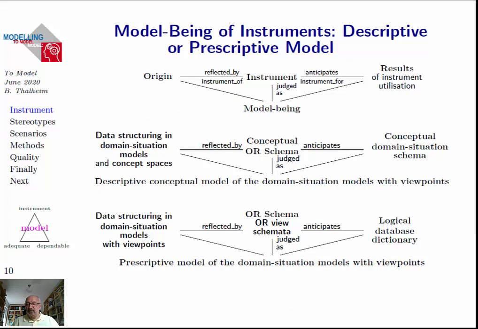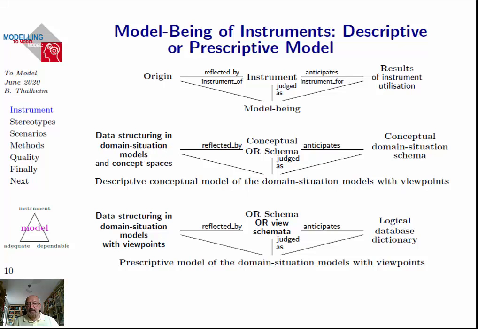In a similar way, we could do it also now for the model being part of this romp. For instance, in our database area, we are interested in data structuring, in a proper description of the data structure. Then in this case, we would like to have an instrument that is nothing else, let's say, than a conceptual object relational schema. Finally, we would like to have a conceptual domain situation schema that reflects what is known about the data structure, especially and given by the domain situation models and the concept spaces.